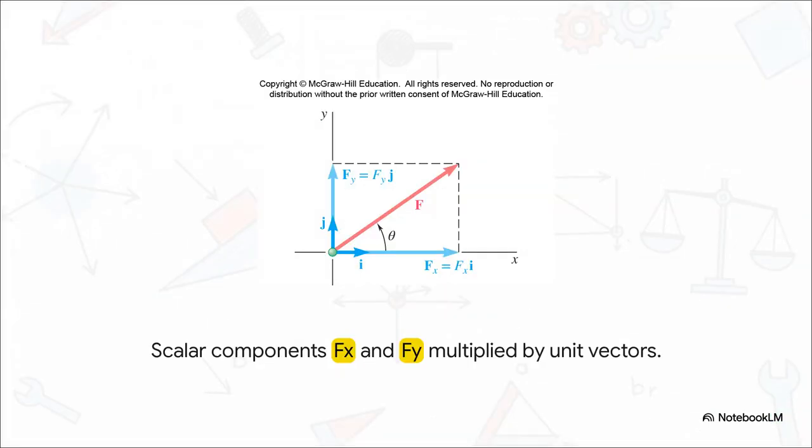So how do we put this all together? Well, vector components are expressed as the product of those directional unit vectors and the scalar magnitudes. So your force in the x direction becomes Fx times the unit vector i, and your force in the y direction becomes Fy times the unit vector j. Just Fx and Fy on their own are your scalar components, the raw numbers. But the second you attach the i and j, boom, you've got your full rectangular vector components.